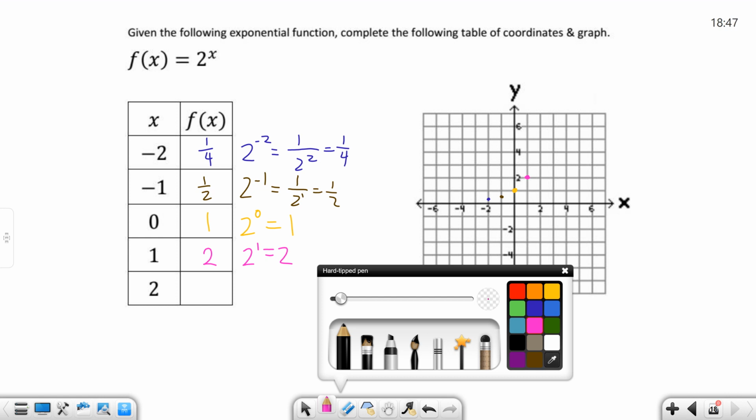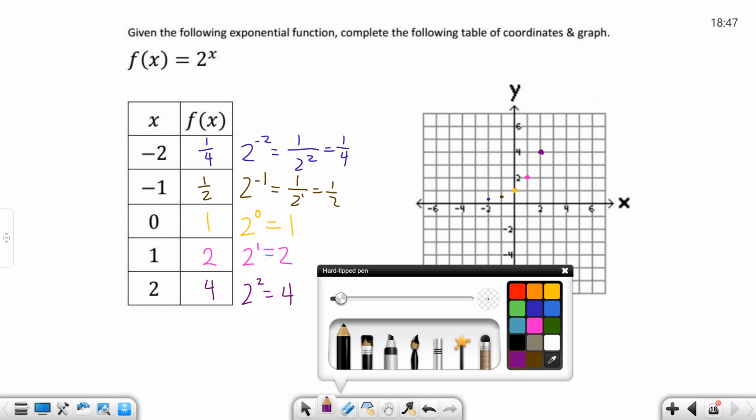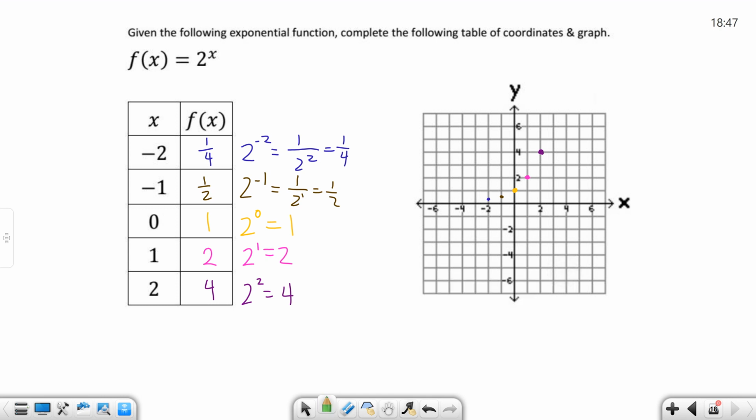And let's see. I just got to pick another color here. Let's pick this purple here. This is going to be 2 squared, which is 4. So at 2, it's 4. So at 2, we go all the way up to 4, and here it is. You can see what's going on here. And we may even could go out further if we wanted to, but my grid won't hold it.